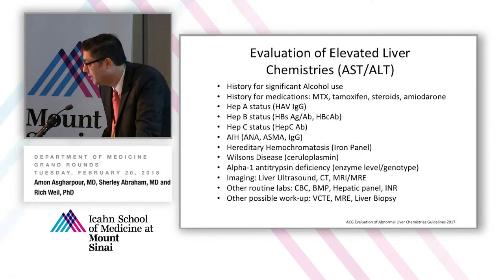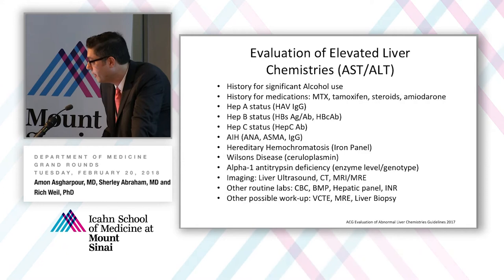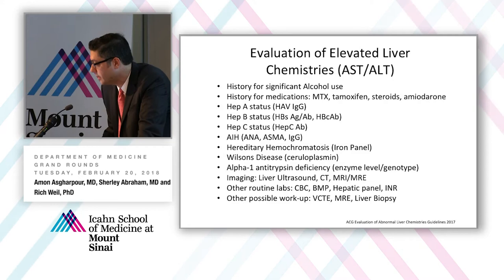You gotta ask them about how much alcohol they're drinking to see if that's the cause, or if they're on any medications that can cause steatosis, like methotrexate, tamoxifen, long-term steroid use, and amiodarone. Then we check their Hep A, B, and C status and vaccinate as needed for Hep A and B, and rule out other diseases like hereditary hemochromatosis, autoimmune hepatitis, Wilson's disease, and alpha-1 antitrypsin. Routinely we'll get ultrasounds, and if needed, we'll do further imaging and further work-up.